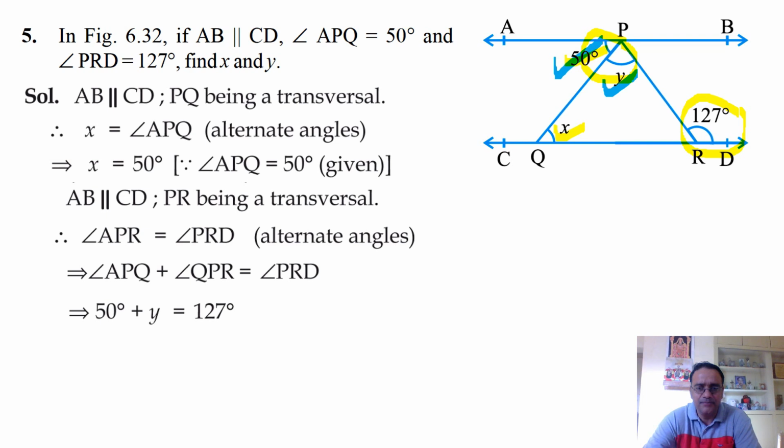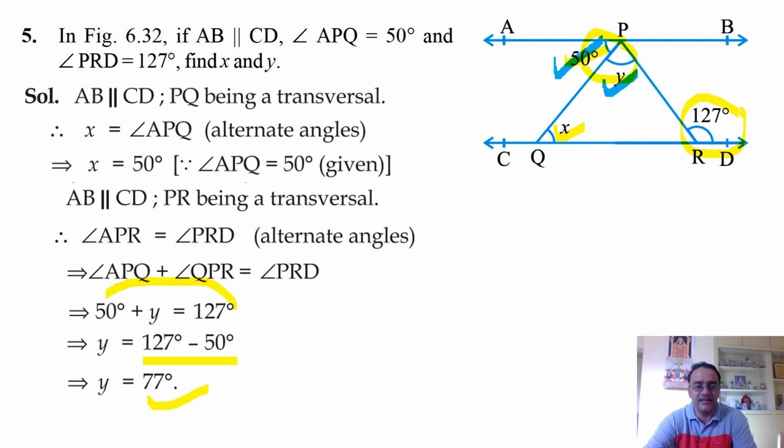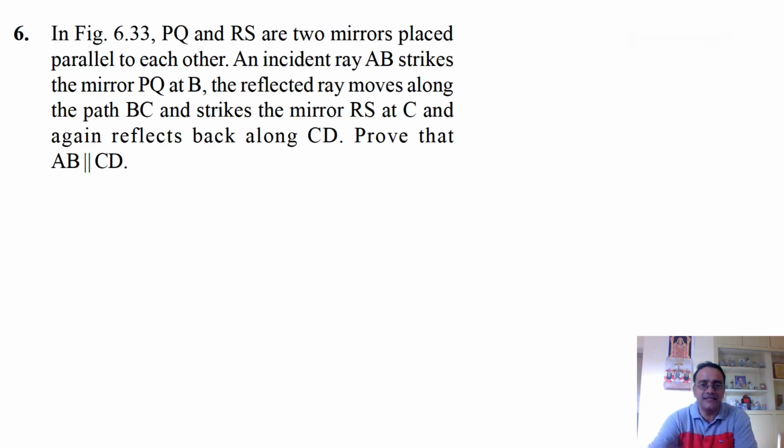Now what we will do? We will shift 50 degree to this side, so it will become minus 50 degree, and if we subtract these two, we'll get 77 degree. So 77 degree is the final answer. So we got the value for X and Y. Now we are going to start the question number 6. That is the last question.